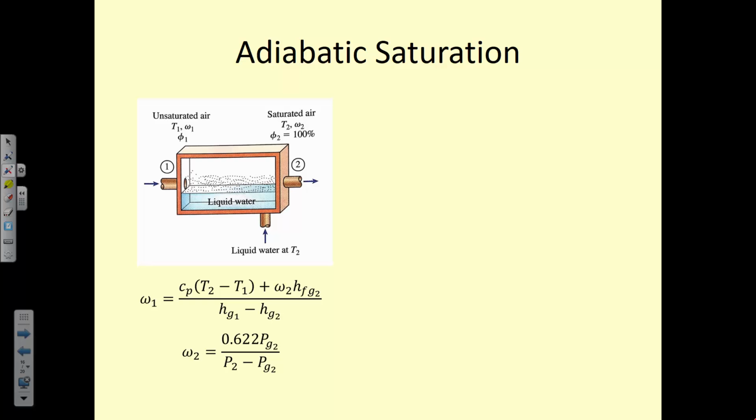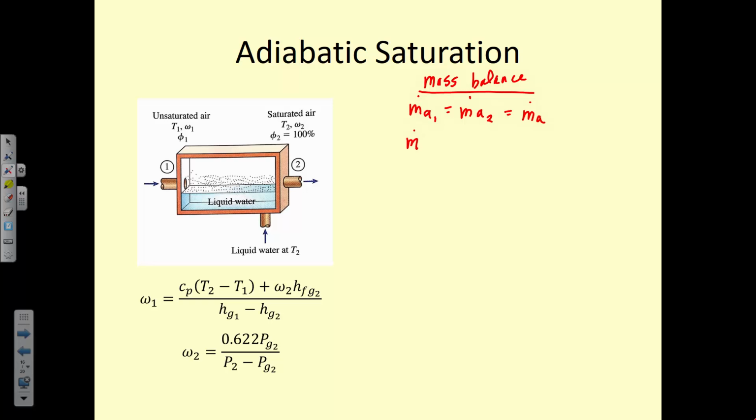So in this adiabatic saturation chamber, we can do a mass balance on the air. And we see that the mass flow rate of the air coming in is equal to the mass flow rate of the air going out, but that doesn't change. It's just equal to the mass flow rate of the air. So that airflow is constant. All the air that comes in has to leave.